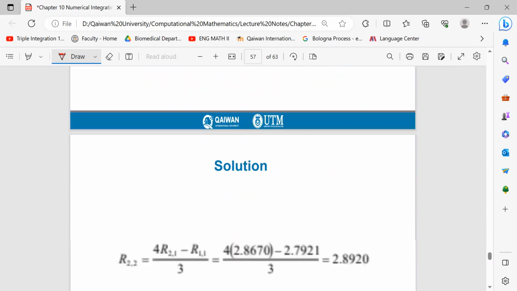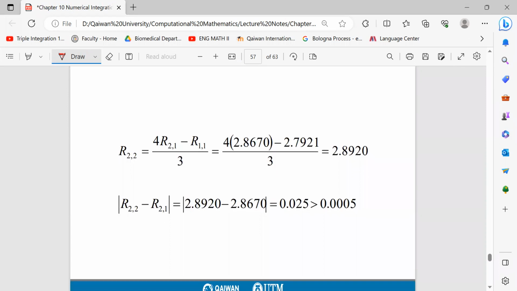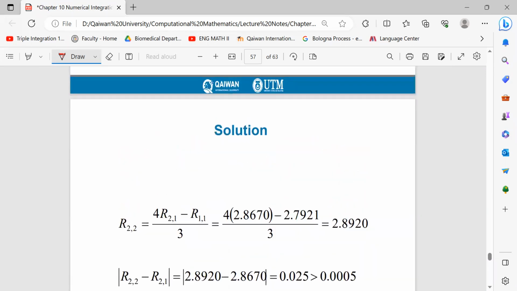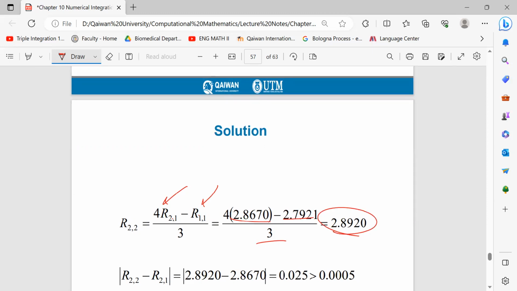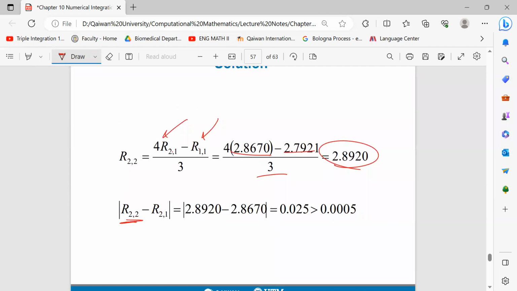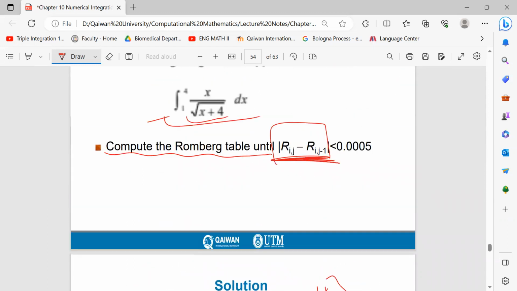Then, to get R22, it depends only on R21 and R11. We use the rule: 4R21 minus R11 over 3. We already found these two. Dividing by 3, we get this. Now we subtract these two, R22 minus R21. Is it less than the tolerance or not? No, then we continue. That's how you get the table.